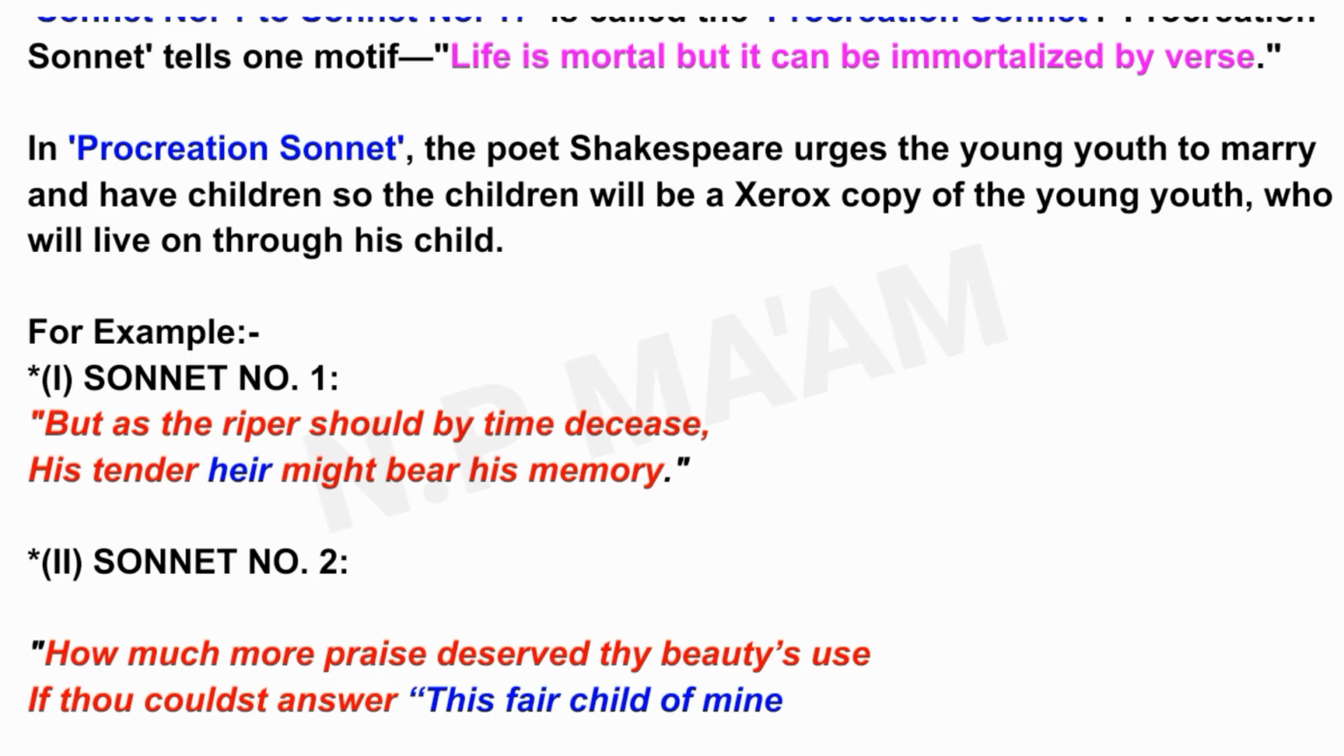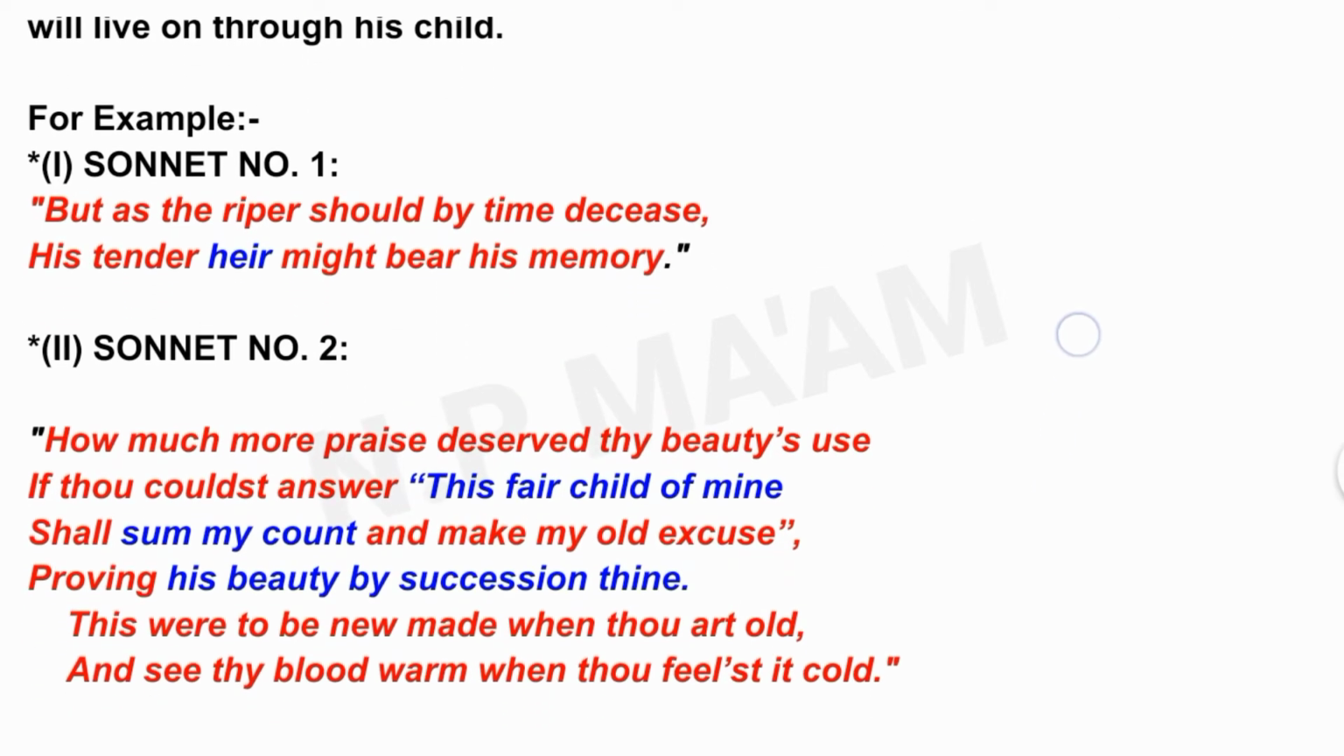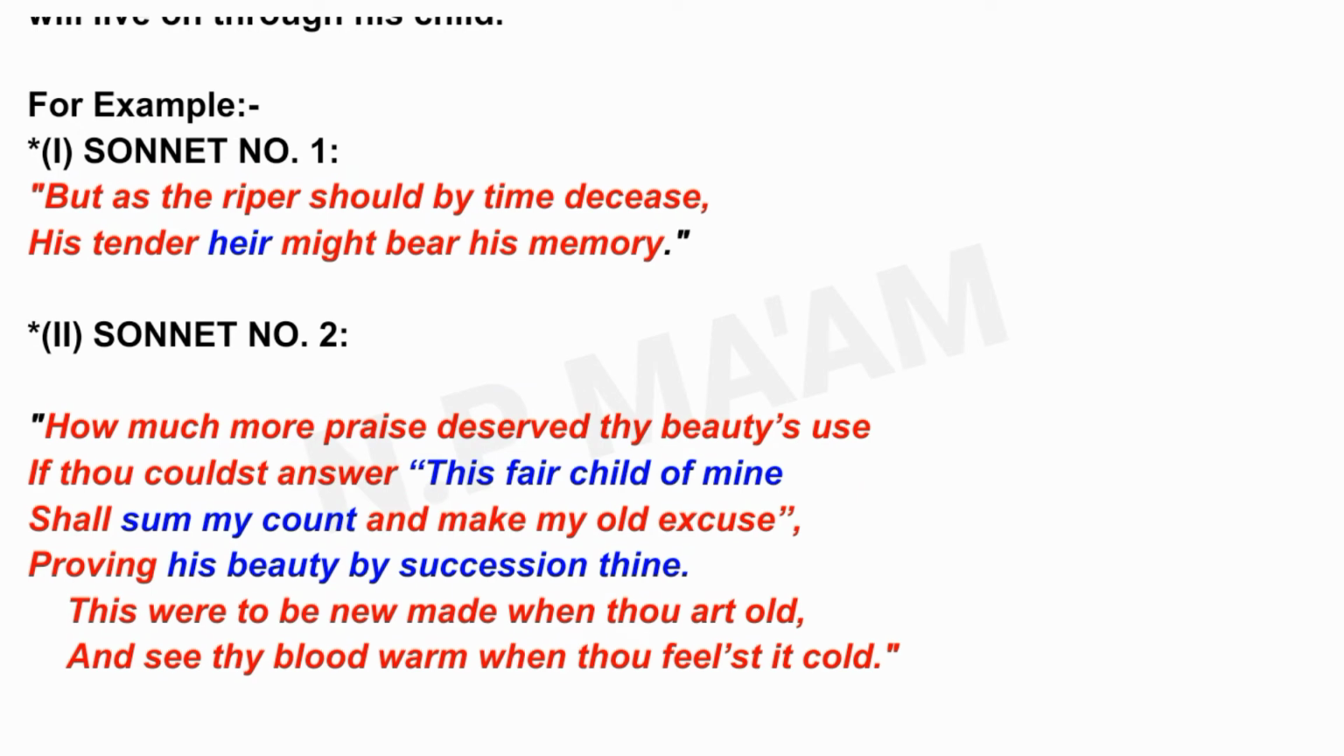In the procreation sonnets, sonnet number 1 to sonnet number 17, Shakespeare urges the young man to marry and have children. So the children will be a Xerox copy of the young man, who will live on through his child.